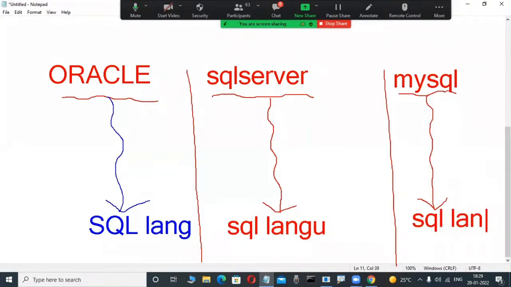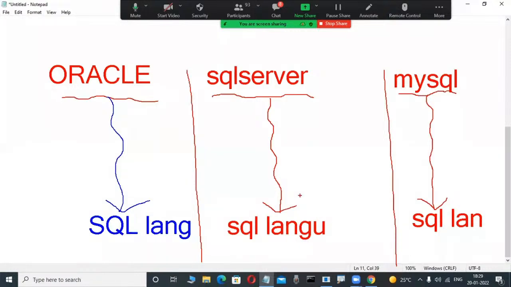Now what is my doubt? Many people attending this demo class have a doubt: are all these SQL languages the same or different? Whenever you are working on an Oracle database product, and your friend is working on SQL Server, and another friend is working on MySQL, all of you are using SQL, but are these SQL languages the same or different? Only one answer is correct.